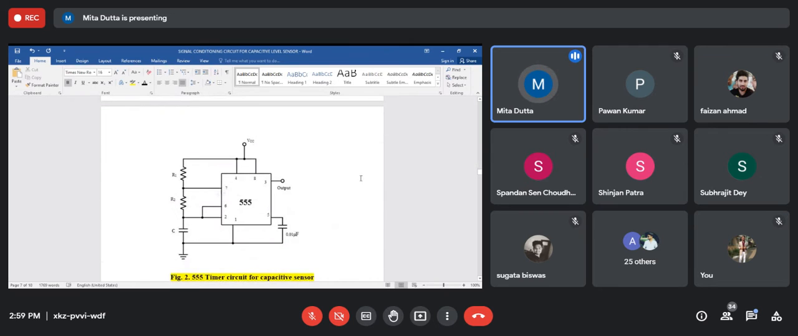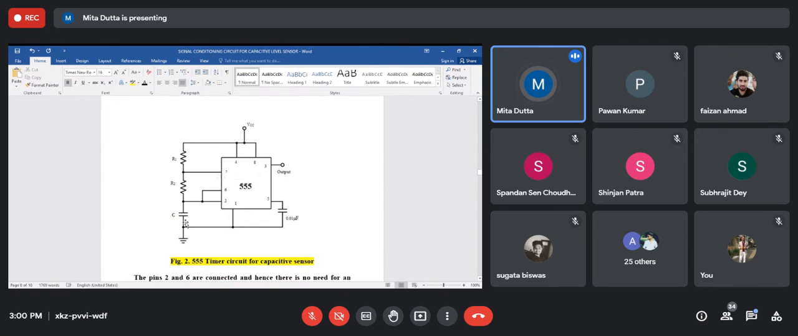So this will be the 555 timer circuit acting as an astable multivibrator. Here pin 1 is the ground pin. Pin 2 is the external trigger pin, where, when the 555 timer is used as a monostable multivibrator circuit, we have to put an input to this pin. Pin 6 is the threshold pin. These pins 2 and 6 are shorted here, and pin 7 is the discharge pin.